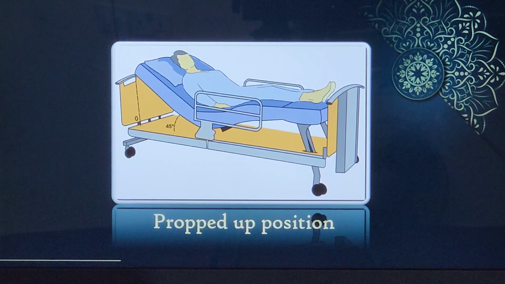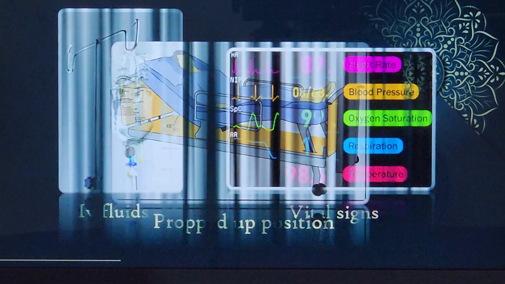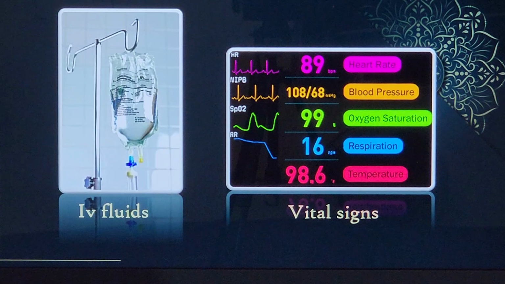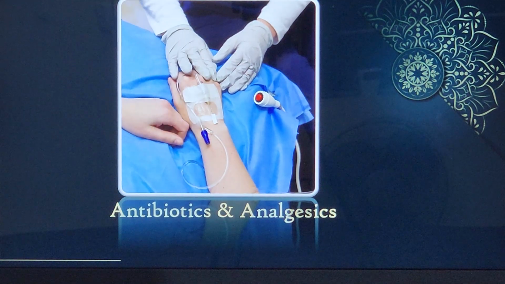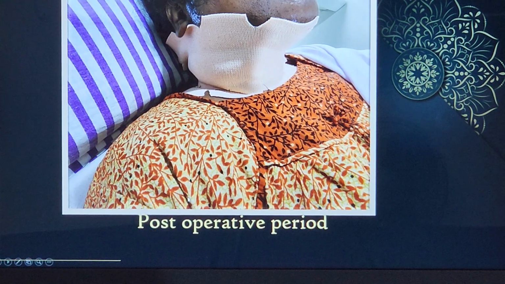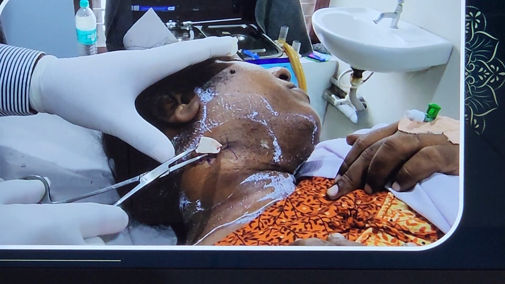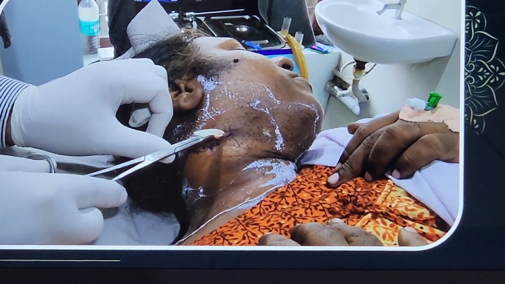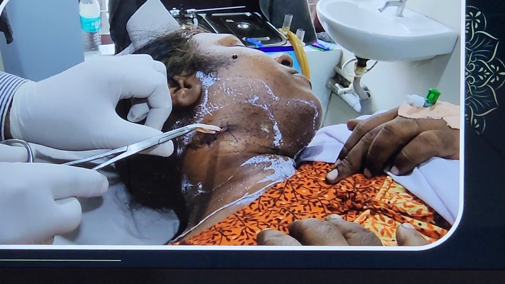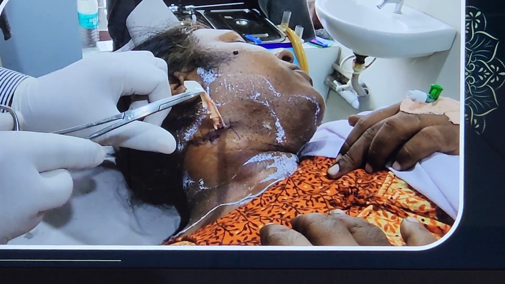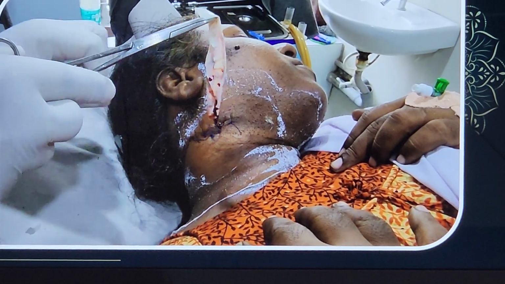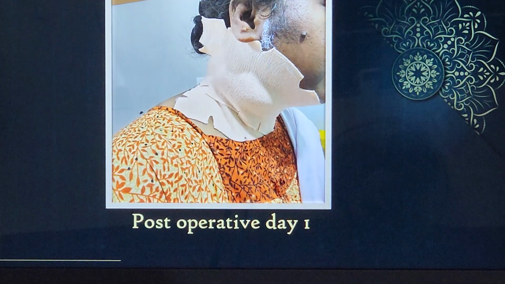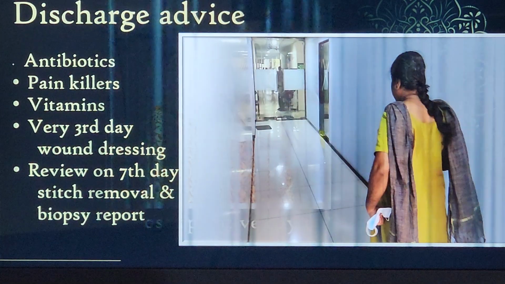Post-operatively, the patient was shifted to ICU, kept in propped up position. IV fluids were going on, and all the vitals were monitored. Antibiotics and analgesics were given, and we put a pressure bandage too. Next day morning, I removed the glove drain which I had placed, which hardly takes less than a minute, and it is not painful. There were no complications, and the patient was discharged the second day itself.